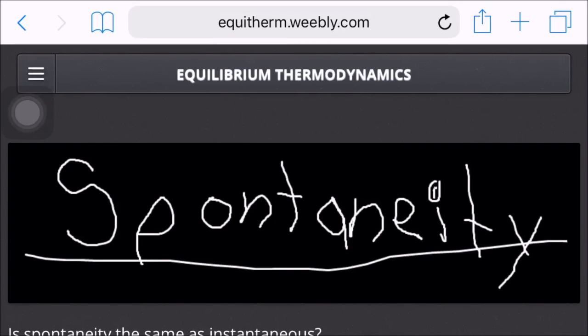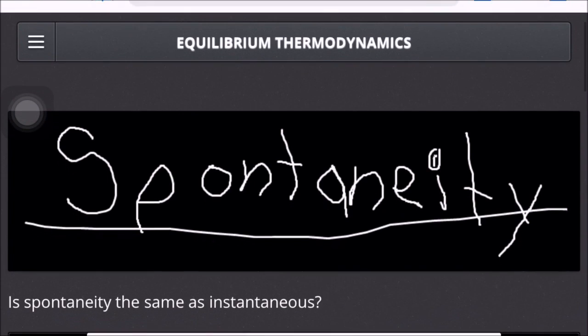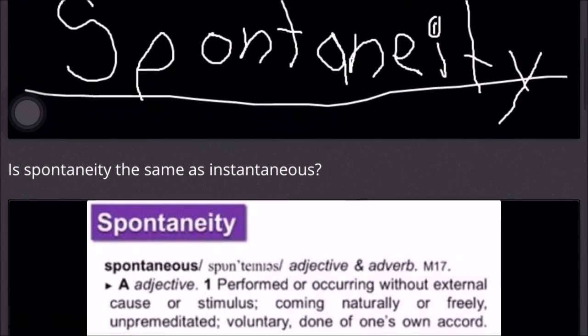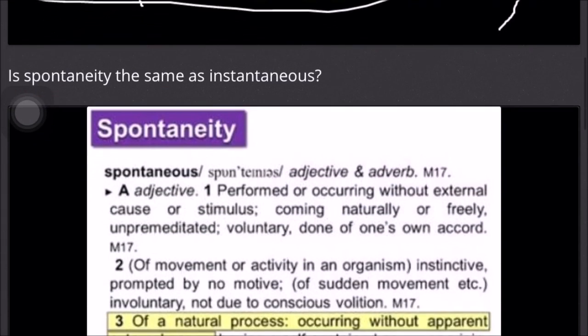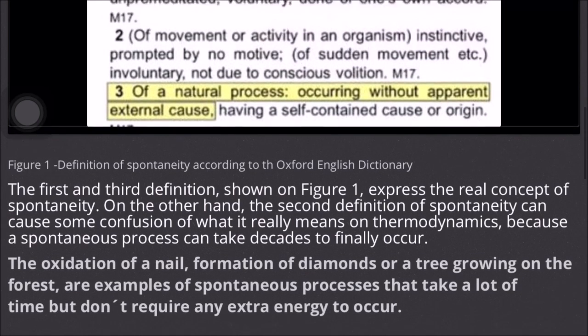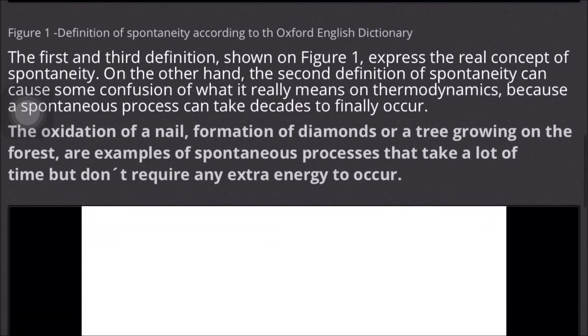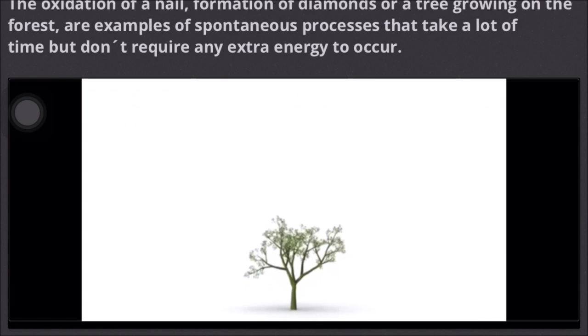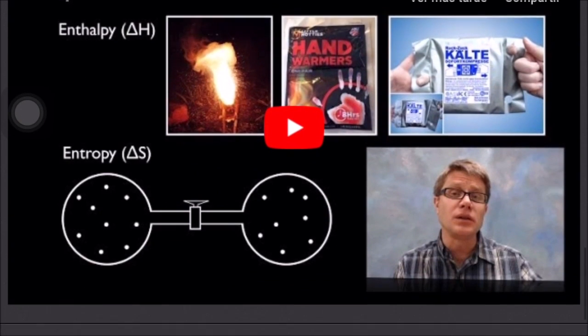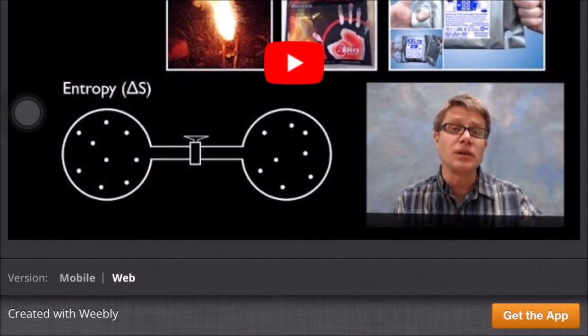In this section of the website, we explain the definition of spontaneity in thermodynamics, which refers to a natural process occurring without apparent external cause. Some examples are shown to understand different situations where spontaneity is present in daily life. At the bottom of the tab, a video will explain in a more explicit way a spontaneous process.